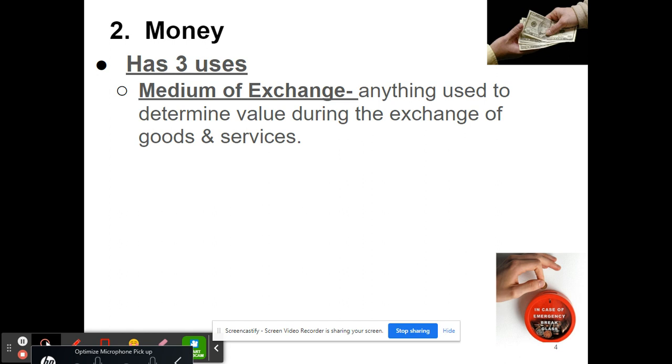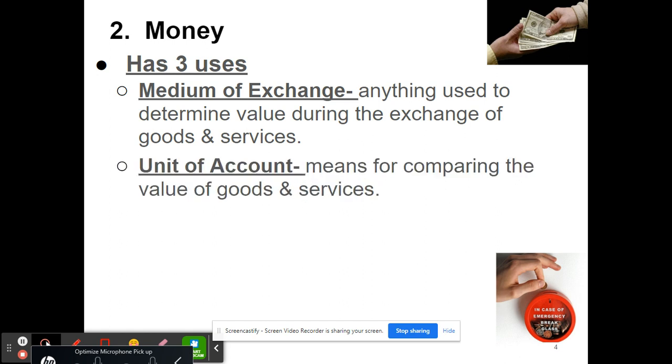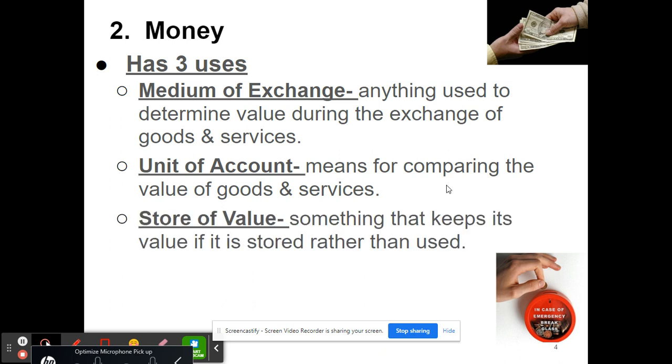Bucks originally goes back to buckskins or clams. They used to trade clam shells. I think it was like a quahog shell, and that was used to exchange. Unit of account: it's a means for comparing the value of goods and services, because $1, $1, $1, $1, £1, etc. And it's a way to store value, something that keeps its value if it is stored rather than used for a bit. If it's years and years, it might decline due to inflation, but mostly it keeps its value. You keep it for a few years.